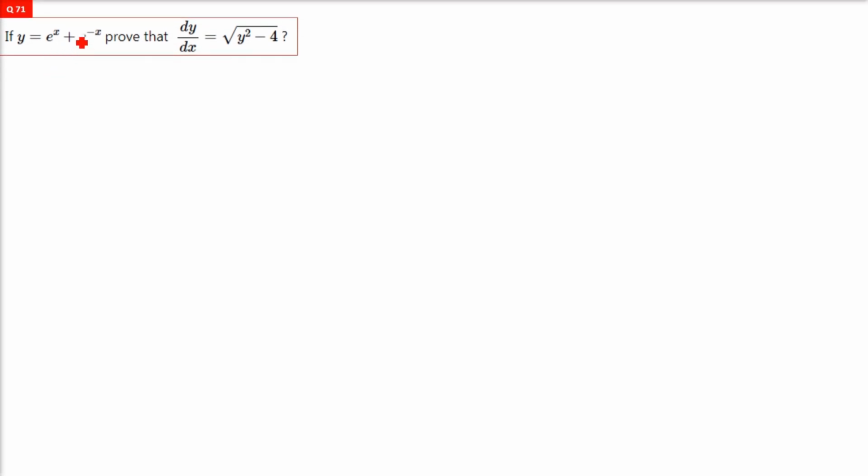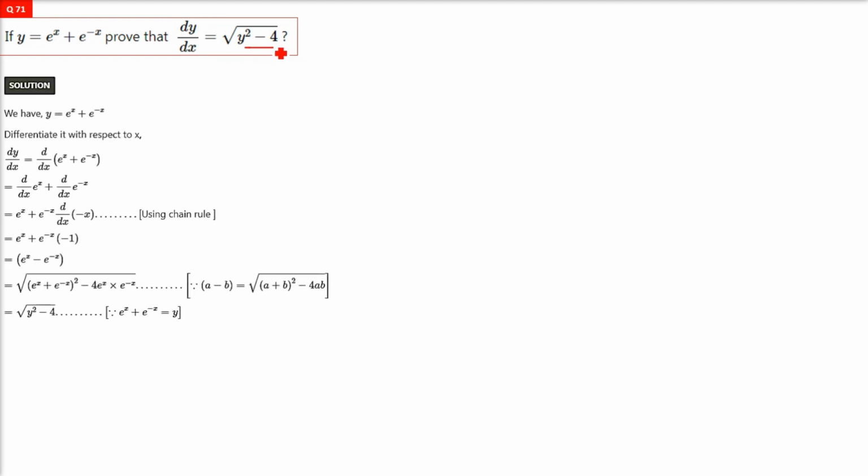Next is y is equal to e to the power x plus e to the power minus x. So dy by dx is under root y square minus 4. So there is a formula we are going to employ here, and that will be, see, y is equal to e to the power x plus e to the power minus x. Simple differentiation will do d by dx. E to the power x will remain e to the power x. E to the power minus x will remain as e to the power minus x, but we will have a negative sign because minus x is also there. It will be negative here.